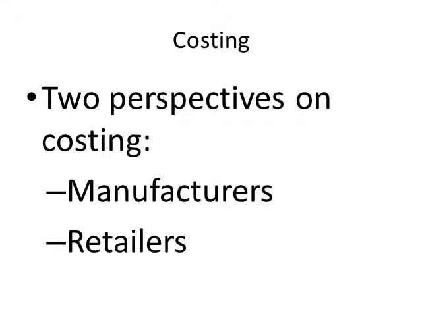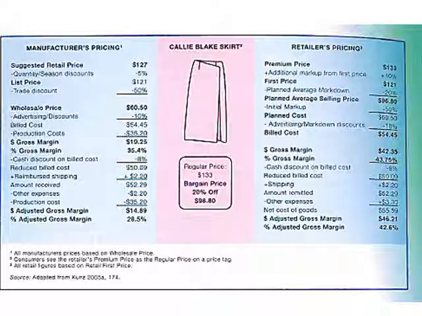Two main perspectives on costing are the manufacturer's perspective and the retailer's perspective. Here's an example of the comparison of the manufacturer's pricing process and the retailer's pricing process. The picture in the middle is the item, the garment. The Callie Blake skirts. So retail price, $133, 20% off. I think that's $98 or $96.